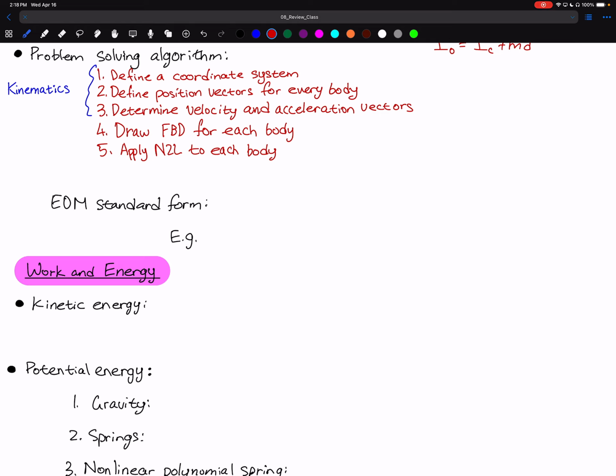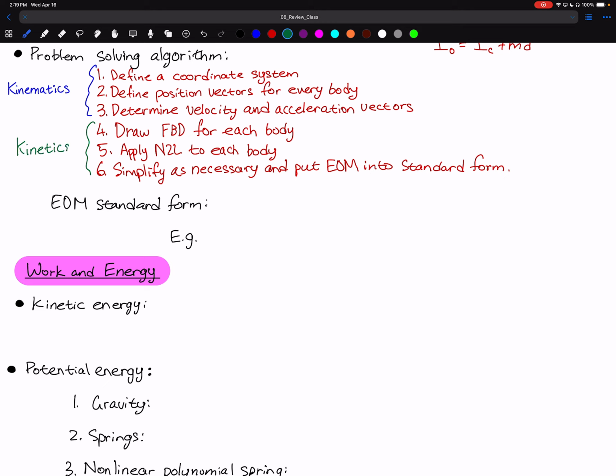And then our sixth step was to simplify as necessary and put our equation of motion into standard form. And these last three steps comprise what is known as kinetics, which is specifically in this case relating the forces that act on a body to the motion of that body.